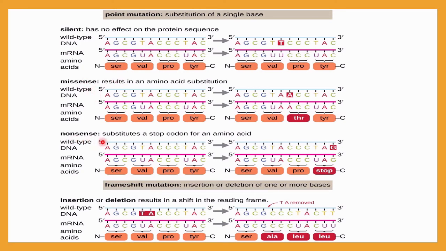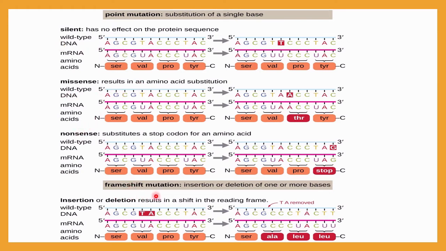Then nonsense, which substitutes a stop codon. Here a stop codon will be formed. As a result, the joining of amino acids, or protein synthesis, will be totally stopped. So here a nonsense substitution is leading to the stop codon, and that's why amino acid synthesis will stop, and protein synthesis will stop. This is all about point mutation: silent, missense, nonsense.